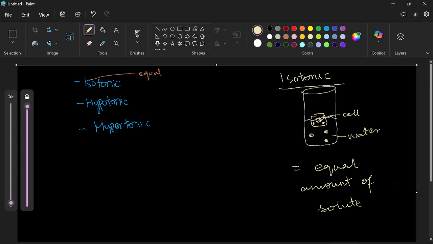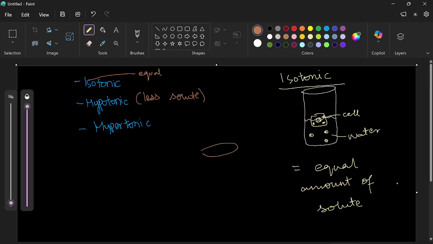Okay, so the next one we'll take a look at is the hypotonic. By the name, you know that hypo means less, so it means less solute. But the question is where? Inside the cell or outside the cell? Where is the less solute? So basically, in the hypotonic solution, this solution has a lesser amount of solute.